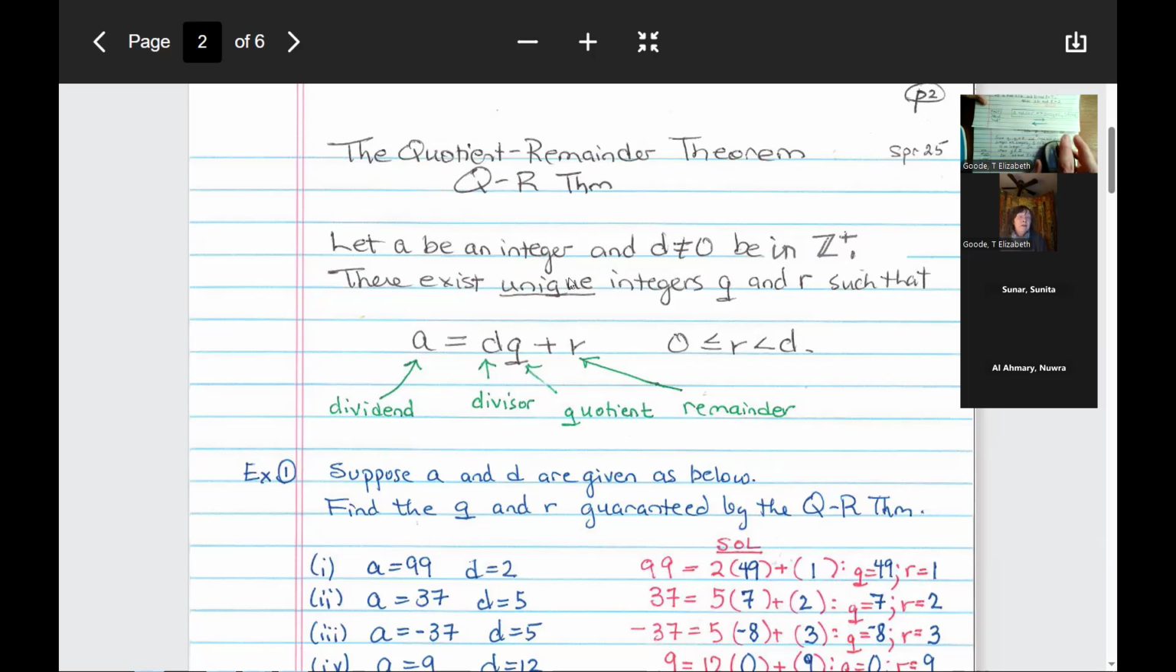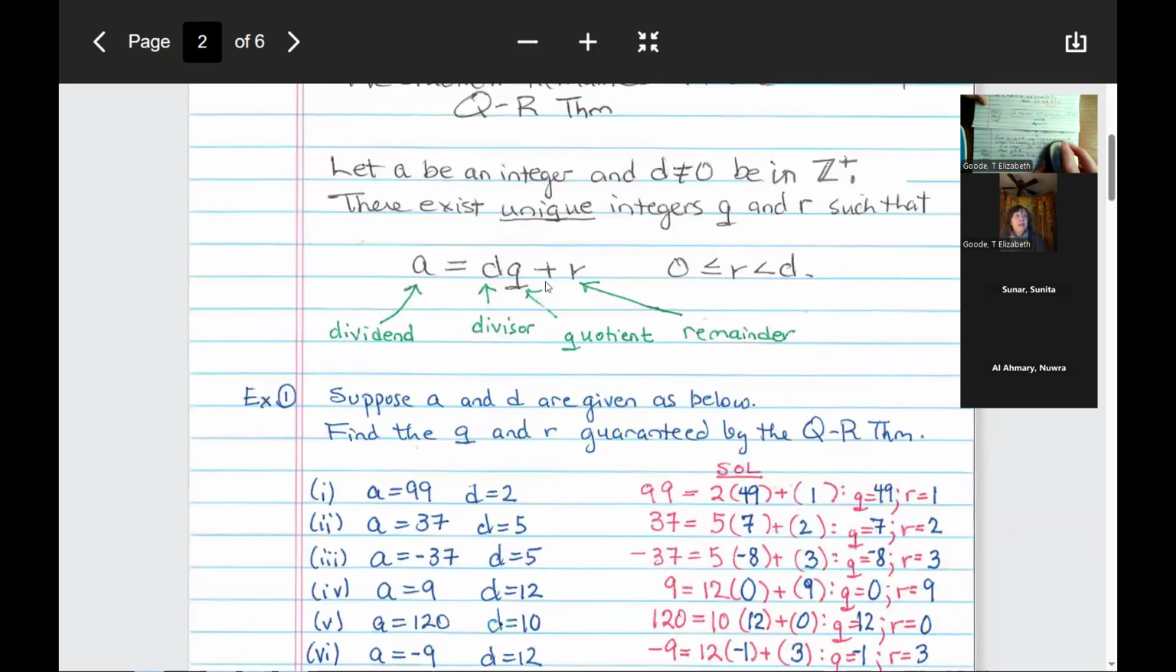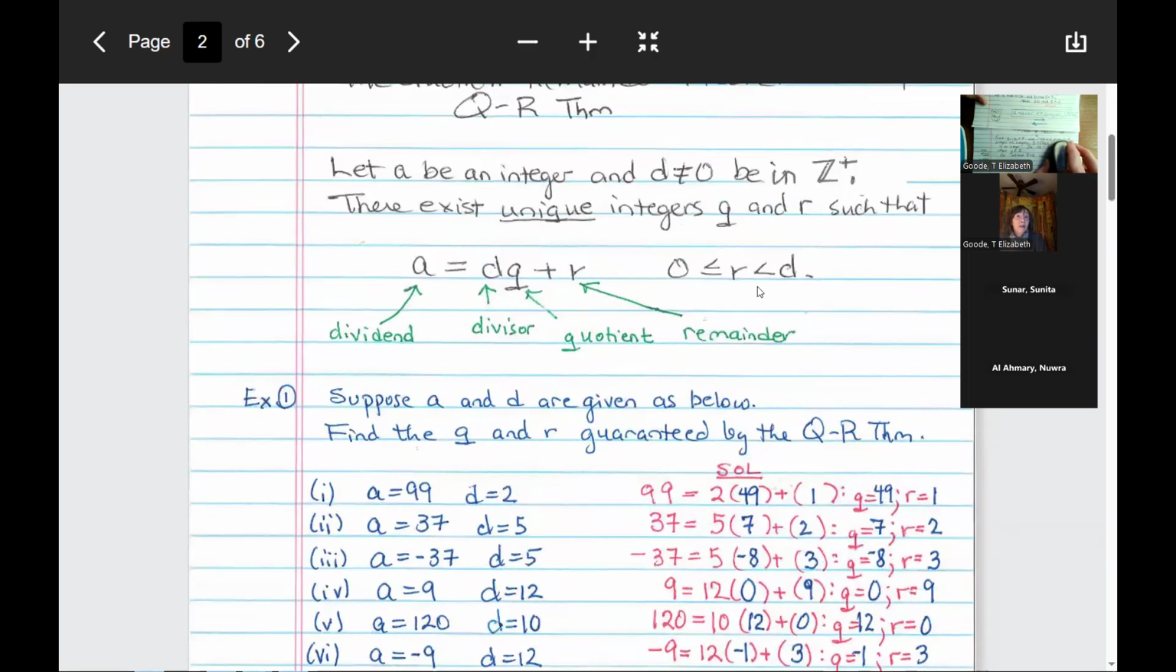When we define the mod and the div functions, we're leaning in on the fact that if we have an A and a D, the QR theorem guarantees us that A will equal DQ plus R for an R that's in the correct size range. See what I mean? So we're defining div and mod in terms of this promise that the QR theorem affords us.